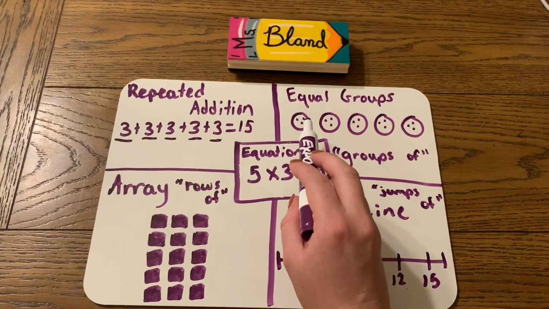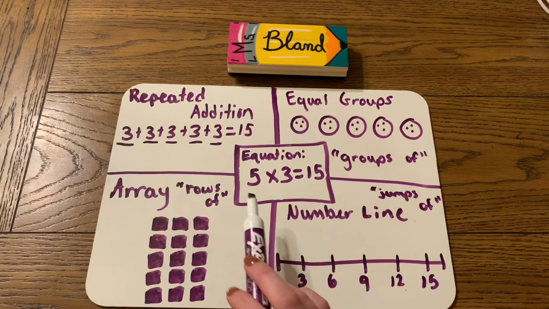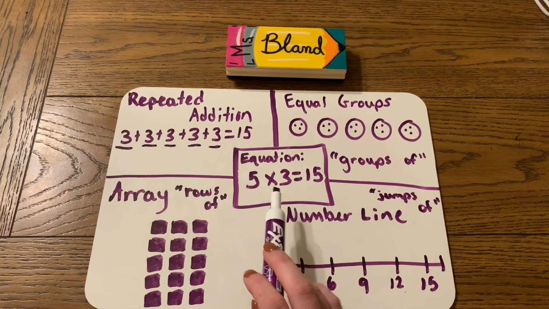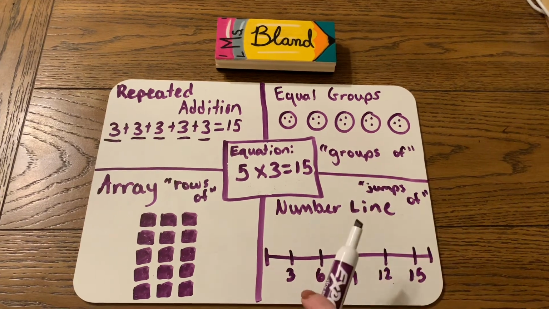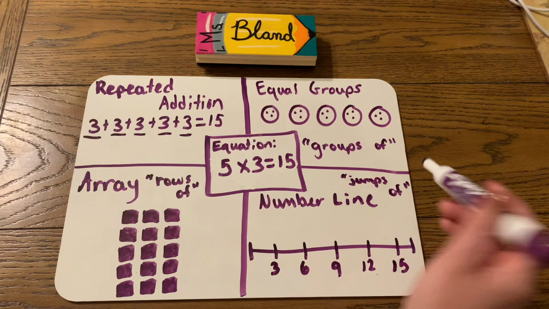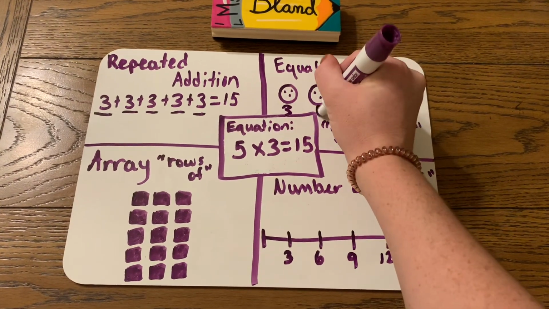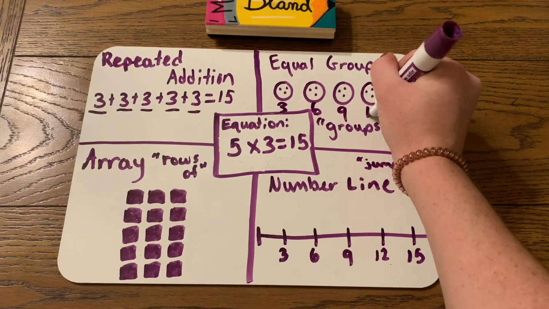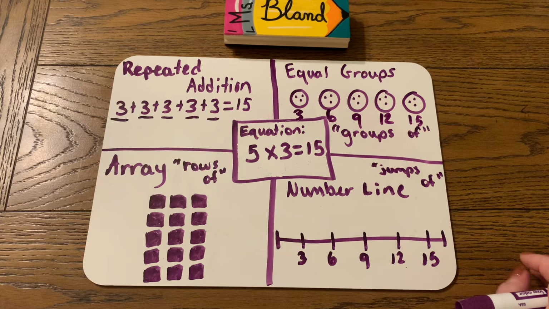So over here I have 1, 2, 3, 4, 5 groups. Okay, so I have my 5 groups of 3. So that means within each group I have 3 dots. So again, 5 groups of 3, and that equals 15. If you want to increase down at the bottom, this is 3, 6, 9, 12, and then it gets us to our 15 because we're increasing by 3.